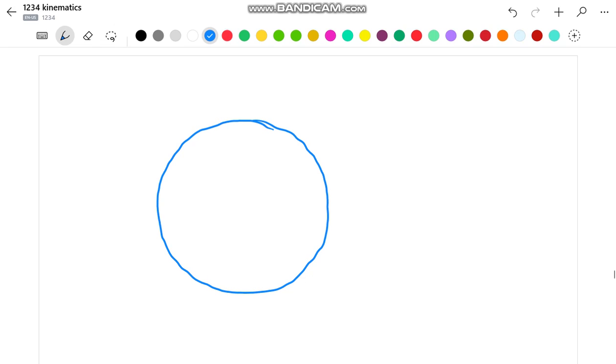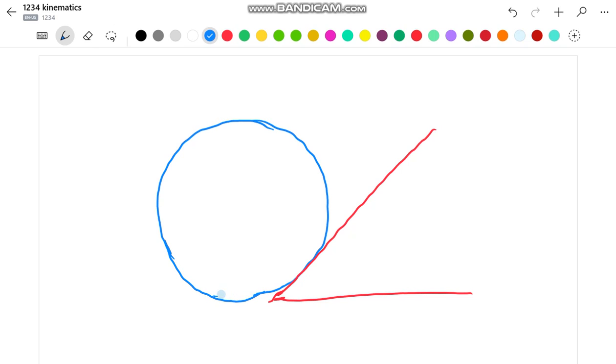So this sphere is in contact with the wedge at a certain point. Let me draw it more accurately for you so that we can have a better understanding of this problem. I think this might serve our purpose. So let us assume this is the ground level.